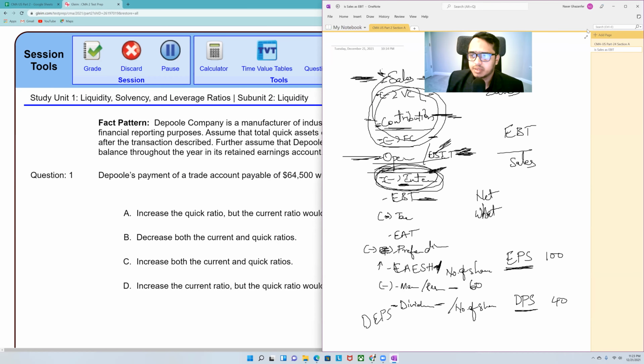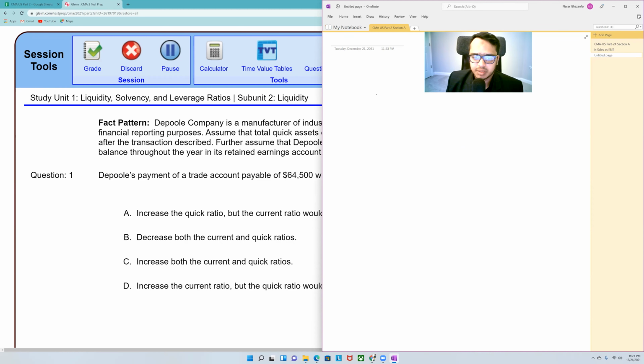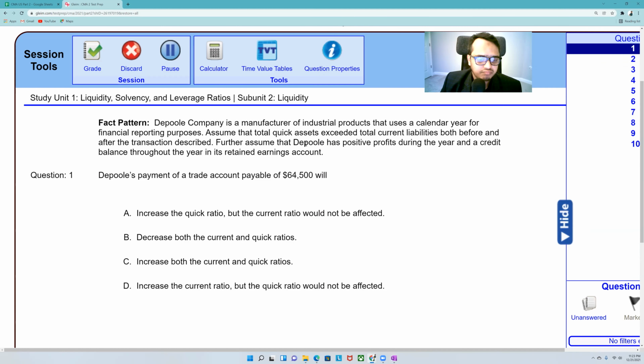So let me just add this up. Understand this: what did he say? He's making a payment of 64,500. And in the question, it says that the quick assets exceeded the total current liabilities. So if the quick assets are a positive amount which is more than one when compared to current liabilities, then the current assets will also be more than one.